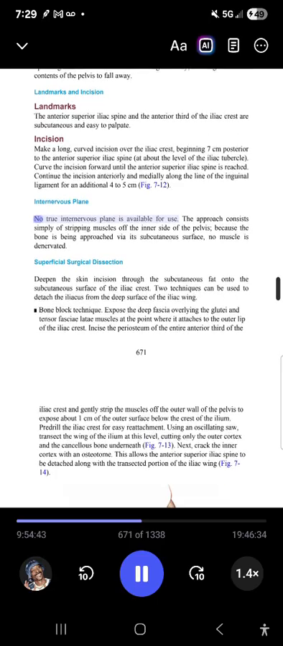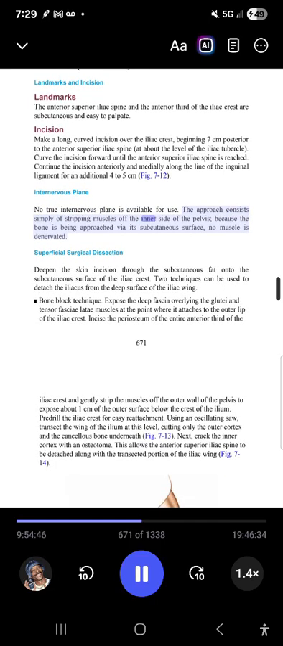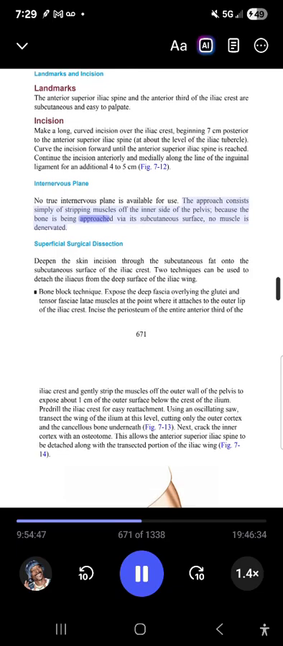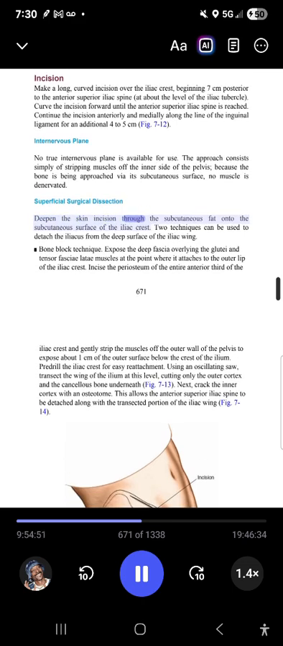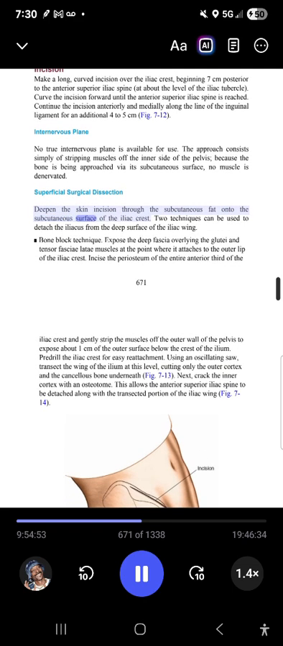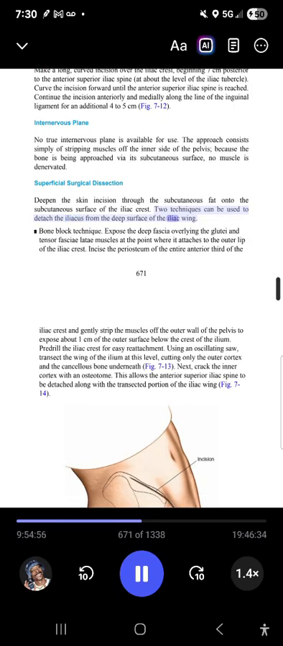Internervous plane. No true internervous plane is available for use. The approach consists simply of stripping muscles off the inner side of the pelvis. Because the bone is being approached via a subcutaneous surface, no muscle is denervated. Superficial surgical dissection. Deepen the skin incision through the subcutaneous fat onto the subcutaneous surface of the iliac crest. Two techniques can be used to detach the iliacus from the deep surface of the iliac wing.